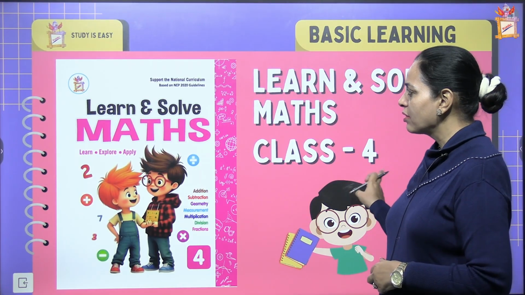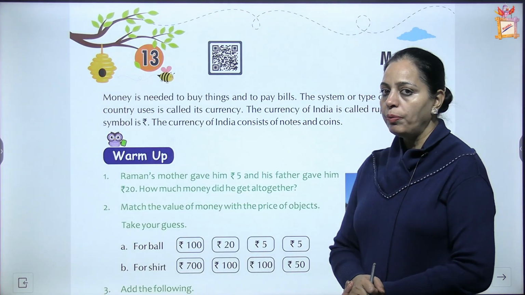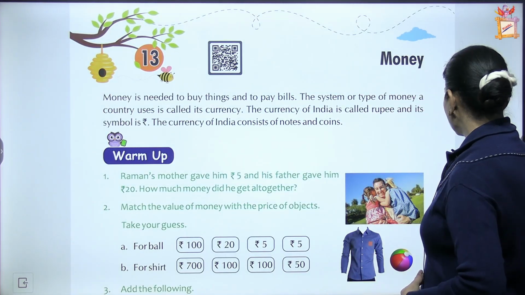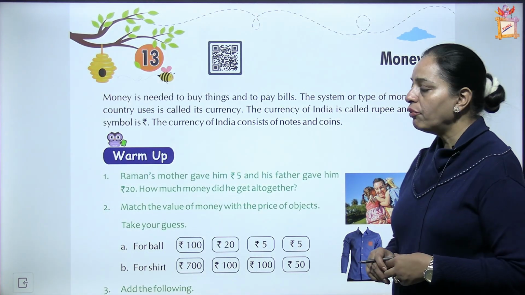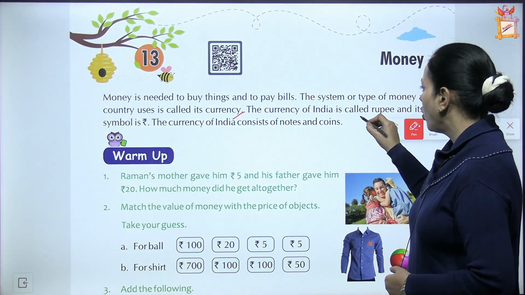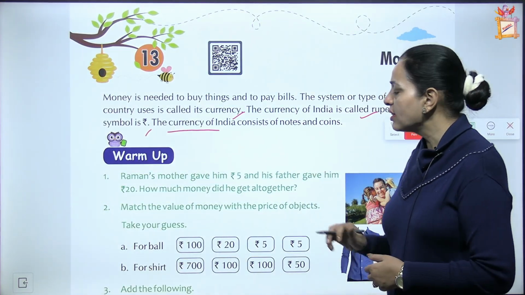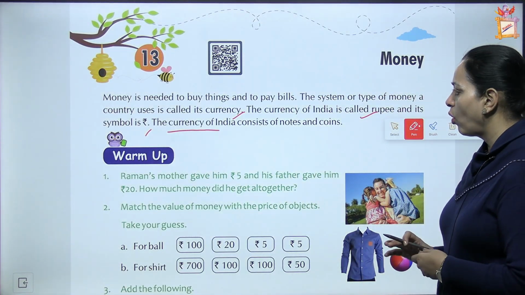So let's start. Chapter 13, Money. Money is needed to buy things and to pay bills. The system or type of money a country uses is called its currency. The currency of India is called rupees and its symbol is this. The currency of India consists of notes and coins.